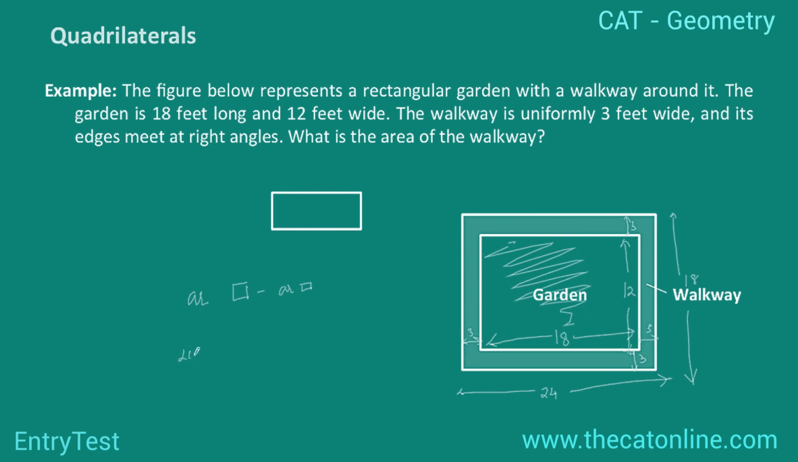Area of a rectangle is length into width, and the area of the smaller will again be length into width. This will be the area of the walkway. I can take 18 common, it will be 24 into 12. So if I just do it, it will be 18 into 12. That will be my answer for the area of the walkway, which is 216 unit square. The unit here is feet, so this will be feet square.